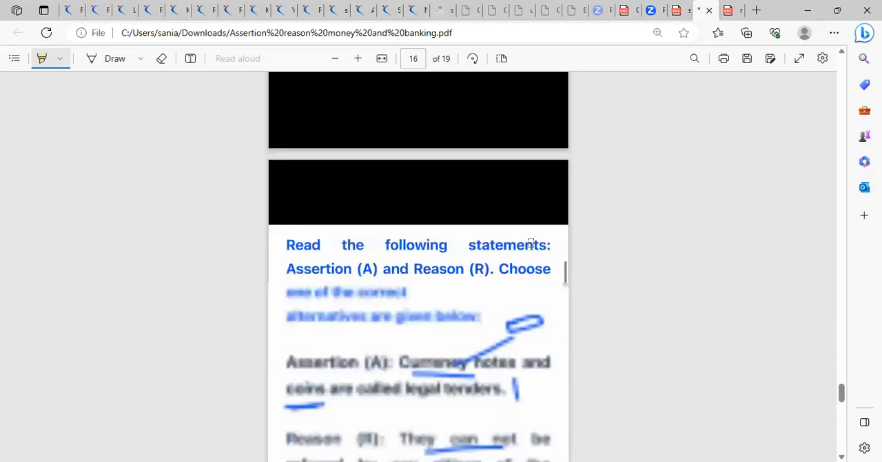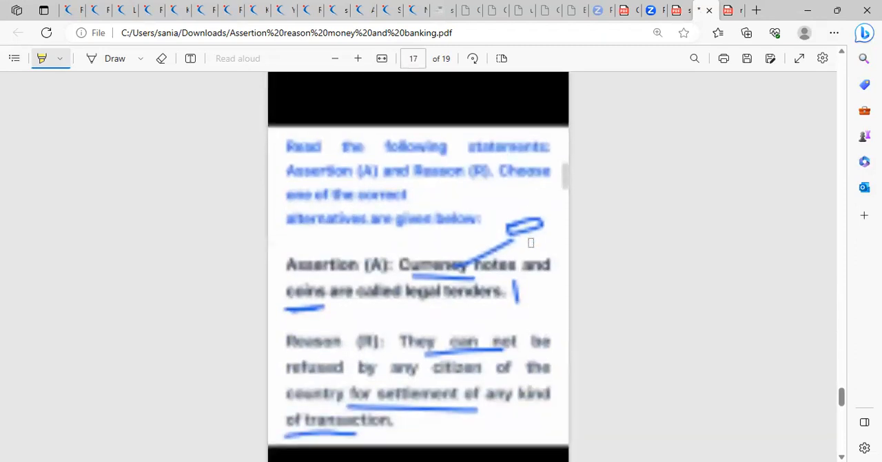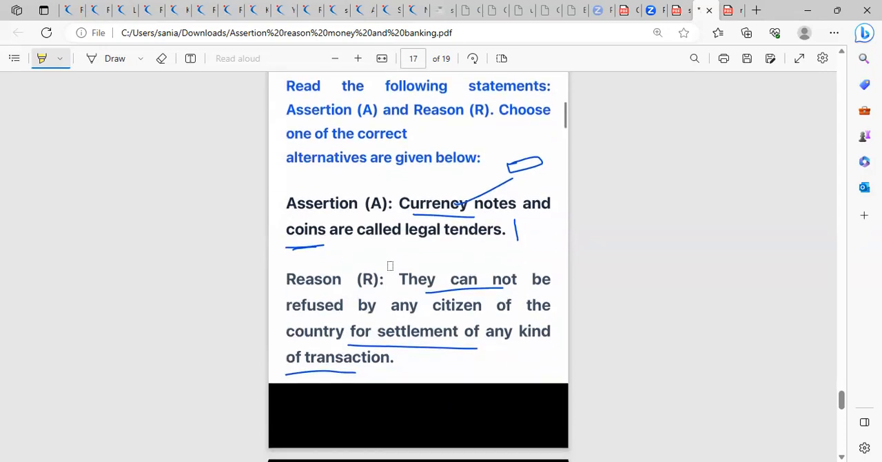Yes, ma'am. Okay. I think we have a last question, so let's just discuss this. Okay, so now this one: currency notes and coins are called legal tenders. They cannot be refused by any citizen of the country for settlement of any kind of transaction.